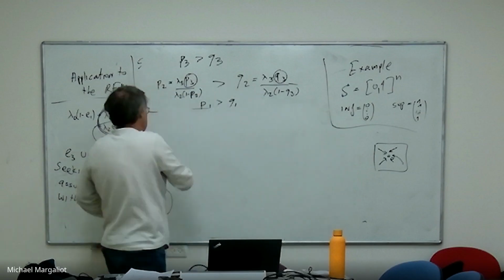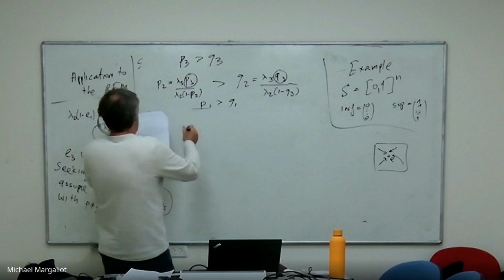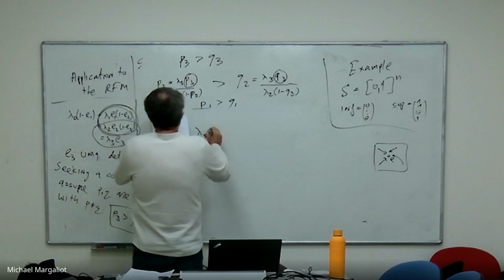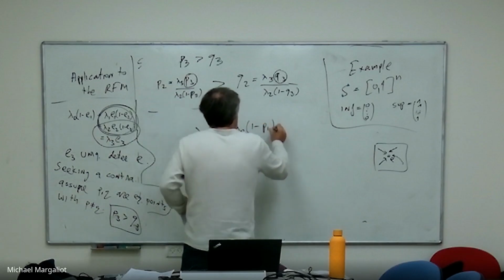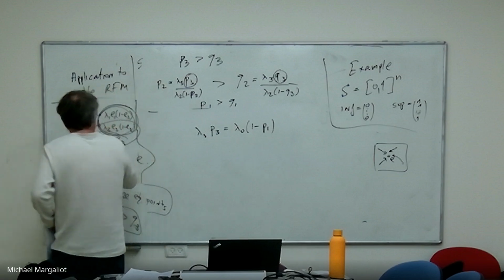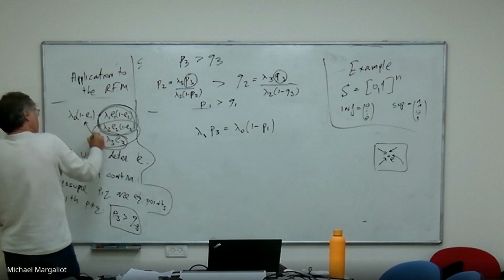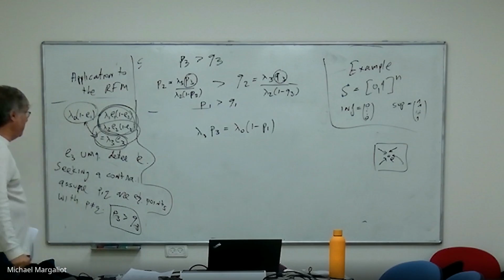So now I use the last equation. The last equation says something like this. Lambda 3, P3, is lambda 0, 1 minus P1. This is from this equation and this equation. Sorry that there are so many errors. But now I'm using this equality.